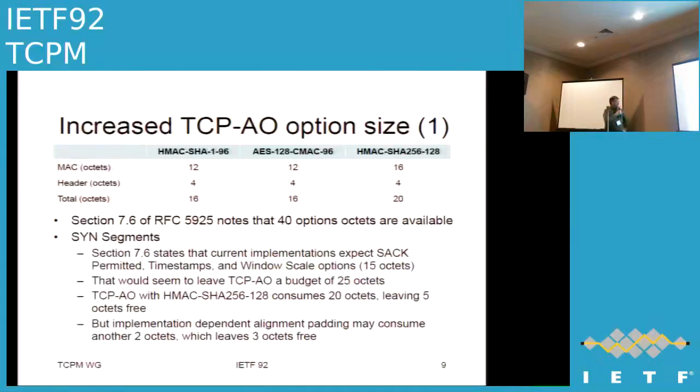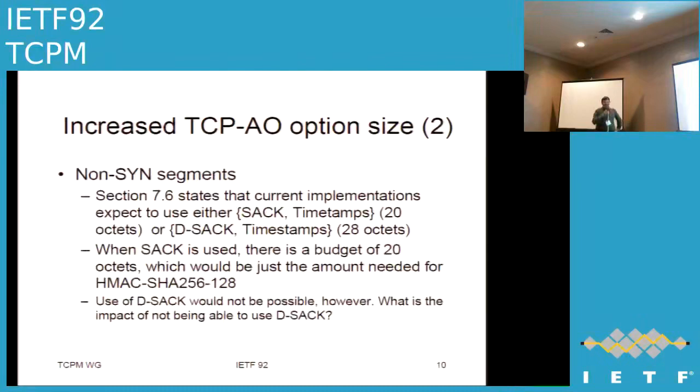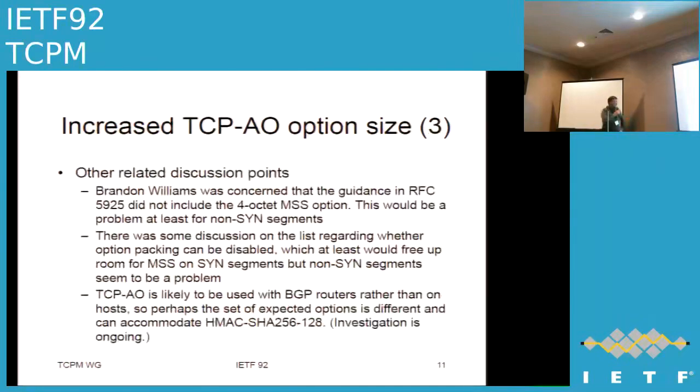Okay, next slide, please. In the non-SYNs, it's a little more interesting. According to Section 7.6, there's either SACK and timestamps or DSACK and timestamps. And it looks like we'd be okay with SACK and timestamps, but not DSACK and timestamps. Next slide, please. But that's not all. Brandon Williams pointed out that that didn't include the MSS option, which is more common, and that's another 4 bytes.